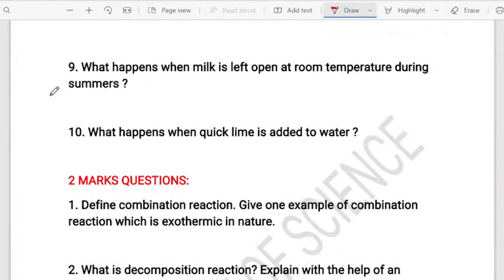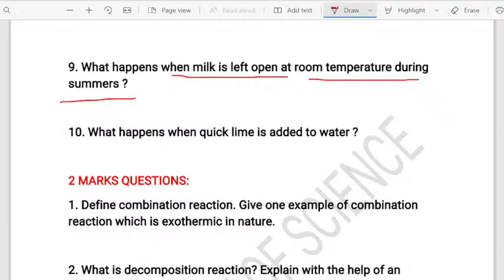Yes. Next question, look. What happens when milk is left open at room temperature during the summers? So let me see who will answer this particular question. Okay, Gauri Nagaraj is trying to answer. It becomes rancid.